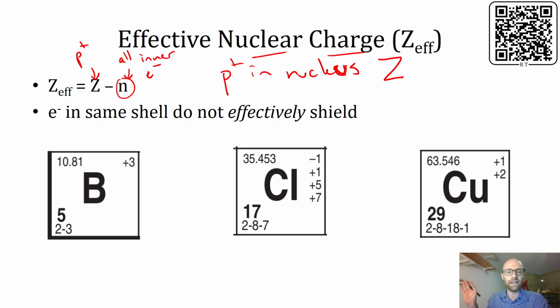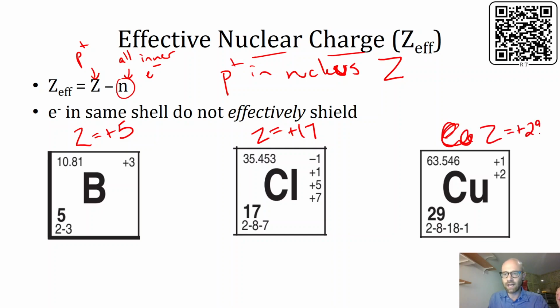I picked 3 different atoms here. This is boron. Boron has 5 protons, so Z equals a plus 5. For chlorine, Z equals a plus 17. And for copper, Z is a positive 29. Just to talk about the valence shell, I'm going to circle all of what we would call inner electrons. That is everything but that outermost occupied energy level. Here we've got 2, here we've got 10, and here we have 28.